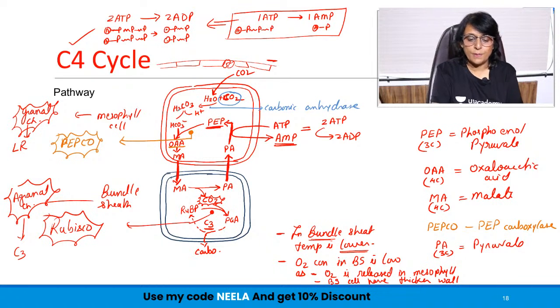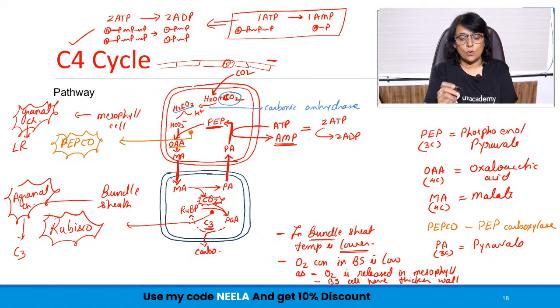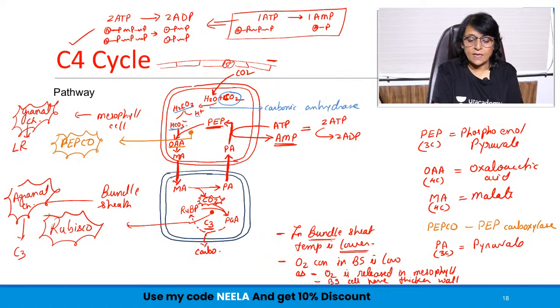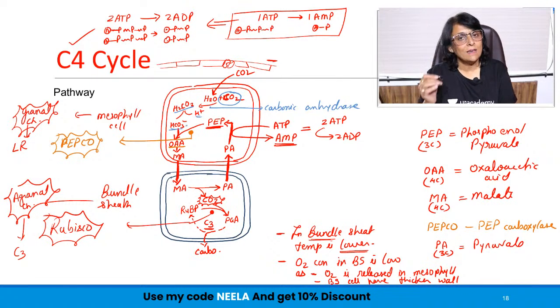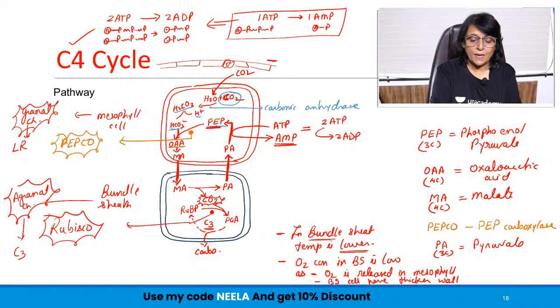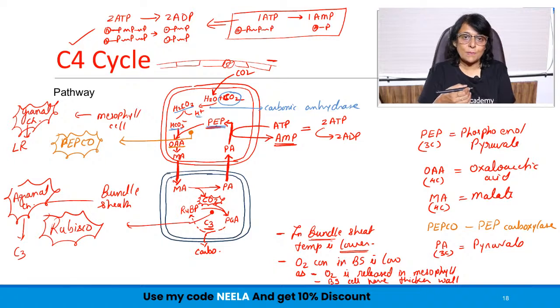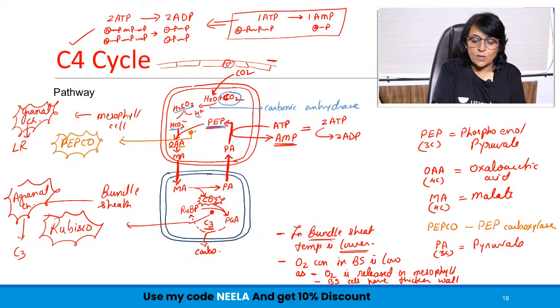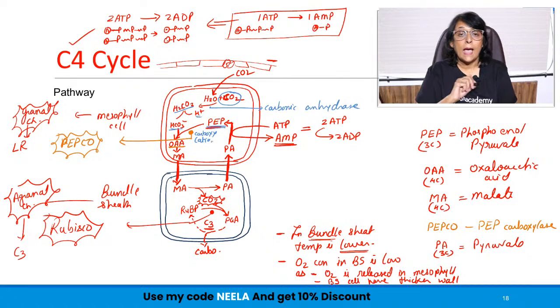Carbonic acid is formed. Carbonic acid dissociates into H plus and bicarbonate ion. Basically, we can write it as carbon dioxide is accepted by PEP. But it is not directly carbon dioxide, it is bicarbonate ion. But that carbon dioxide is getting accepted here by PEP. And so this process here, what is taking place is known as carboxylation. And for carboxylation, an enzyme is required.